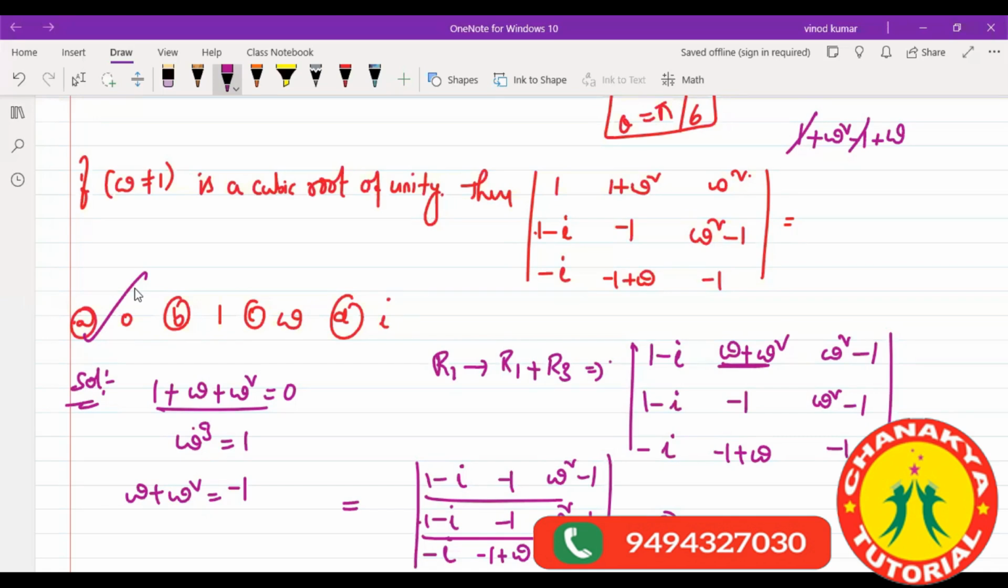Atiti, have you understood this? Yeah, sir, I got it. R1 plus R3, how we are writing: you can see 1 minus i. R1 term is 1, R3 term is minus i, so 1 minus i. In the second element, 1 plus omega square minus 1 plus omega; minus 1 plus 1 cancel, we get omega square plus omega. That's enough.